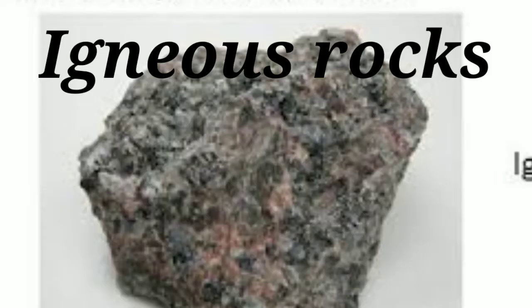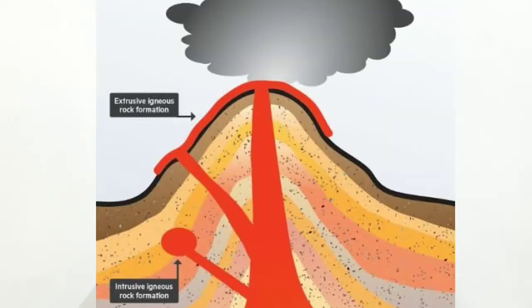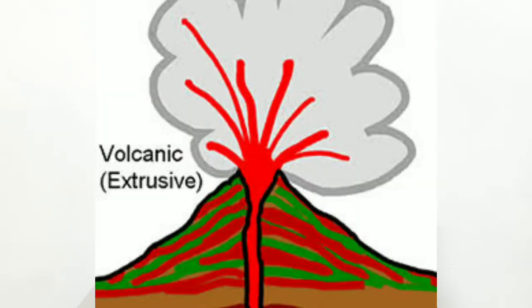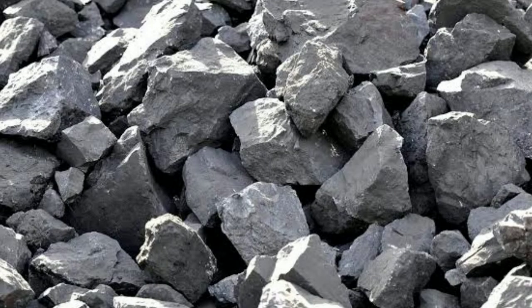First of all, we'll discuss igneous rocks. The word igneous is taken from a Latin word ignis, which means fire. So we can say that igneous rocks are the rocks which are made from fire. Igneous rocks are formed by the solidification of molten lava on the surface of the earth. These rocks are even called primary rocks because the other rocks are formed from these igneous rocks. Igneous rocks form 85% or more of the earth's crust.